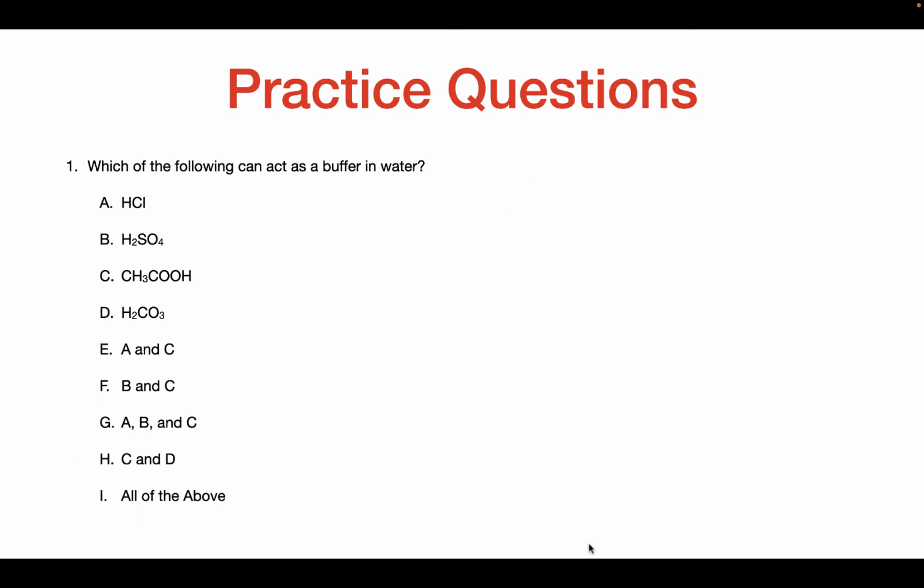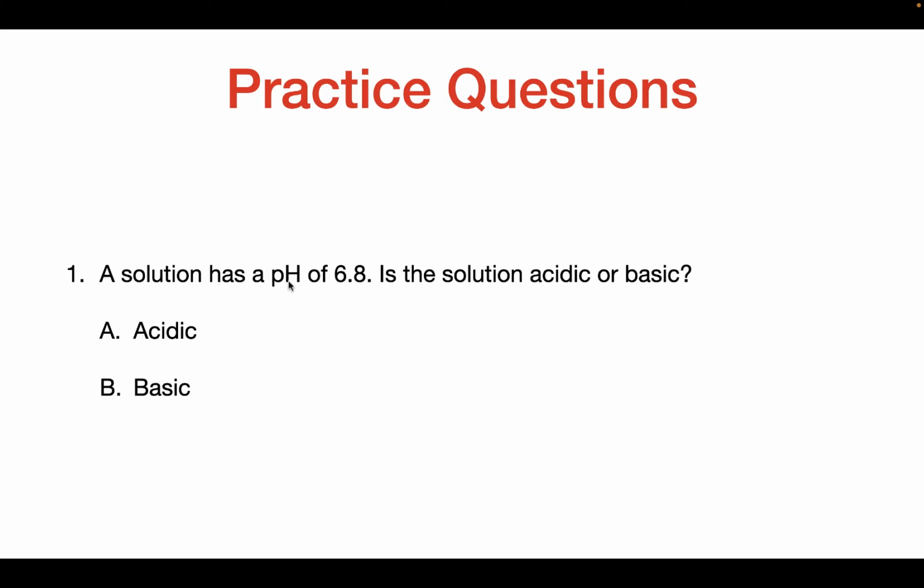The third question is, which of the following can act as a buffer in water? It's important to realize that buffers are weak acids and weak bases. So hydrochloric acid and sulfuric acid cannot be a buffer because they are strong acids. The only choices here that are weak acids are C and D. The fourth question is, a solution has a pH of 6.8. Is the solution acidic or basic? The answer is acidic because remember, anything that's below a pH of 7 is going to be acidic.